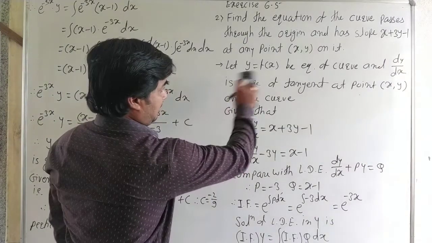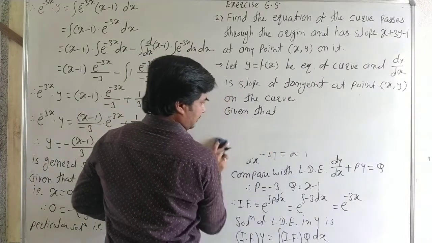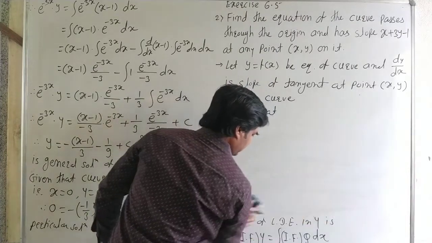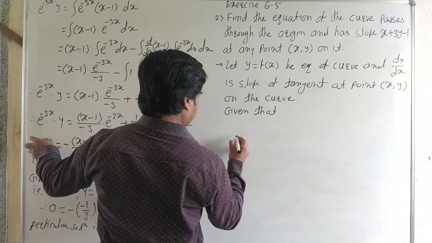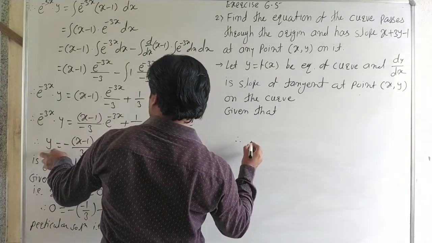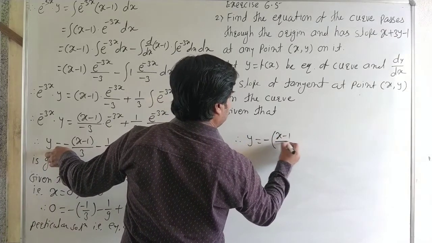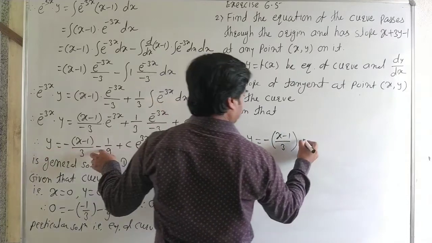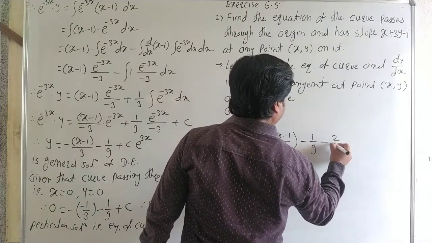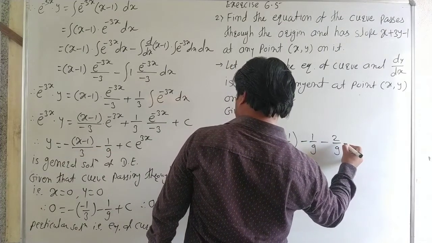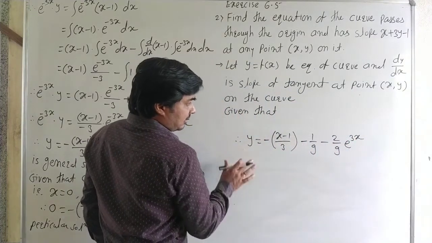Here you can erase this. Now therefore we can write y is equal to minus x minus 1 by 3 minus 1 by 9 minus 2 by 9 e to the power 3x. Here is the equation of curve.